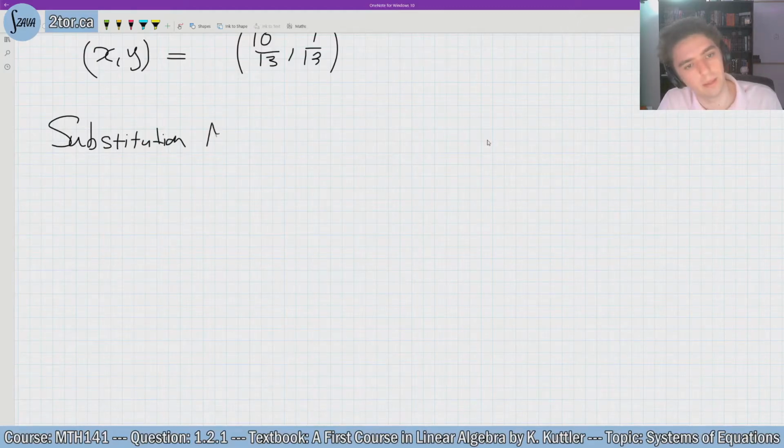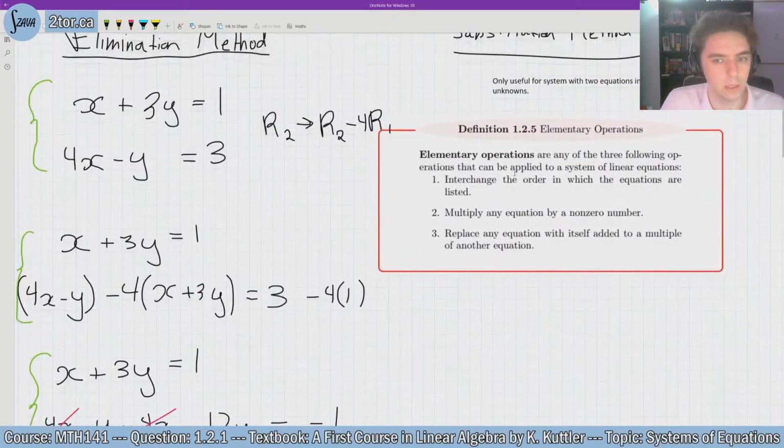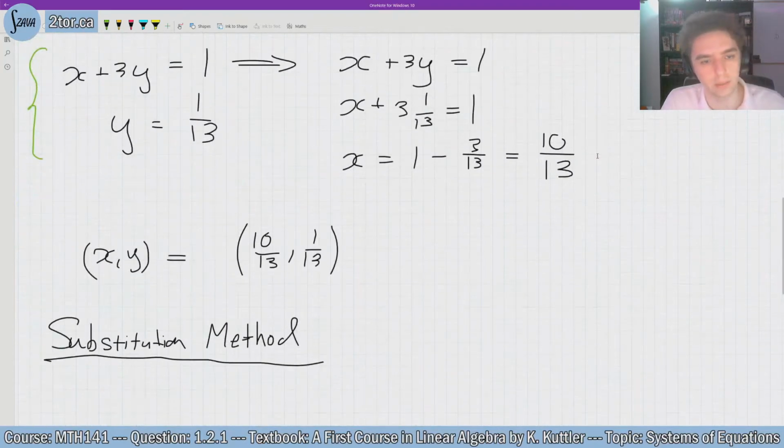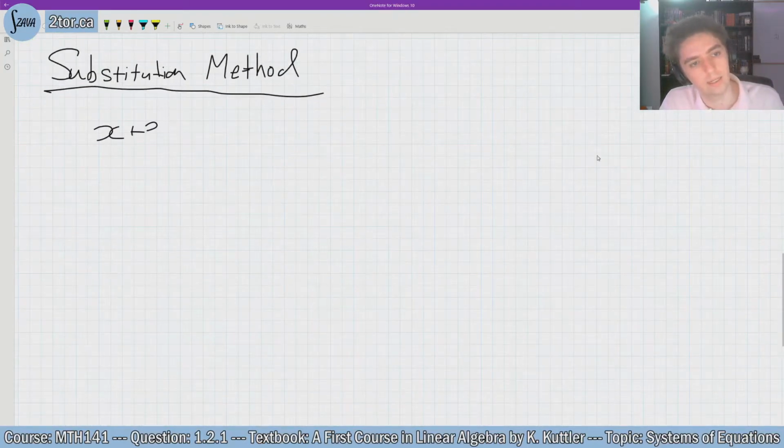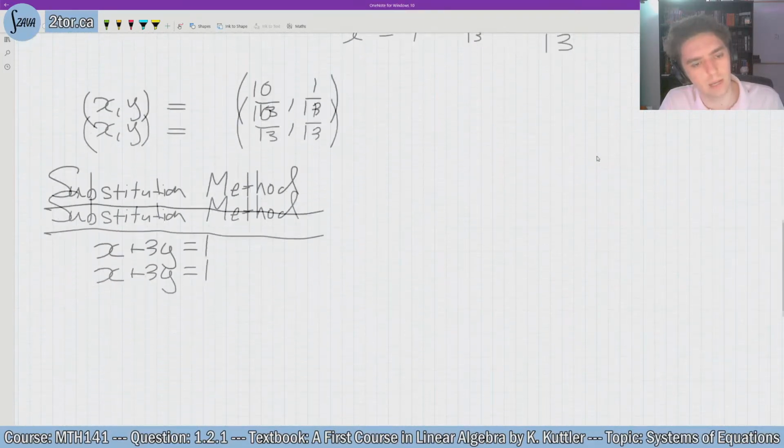Substitution method is essentially just a trick to figure out how to do it for these specific questions. So let me go back here to the actual questions. x plus 3y equals 1. And the other one was 4x minus y equals 3.